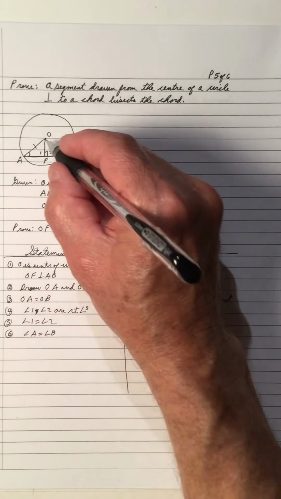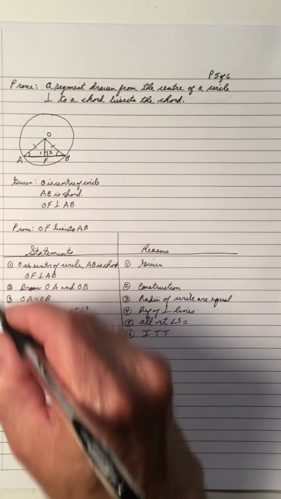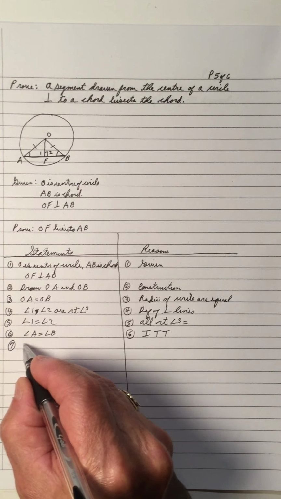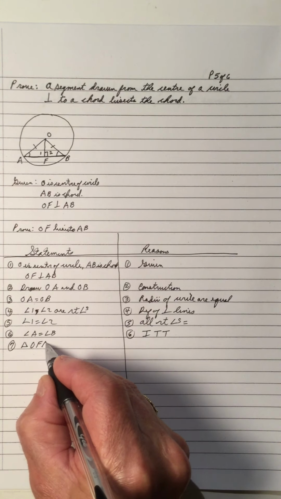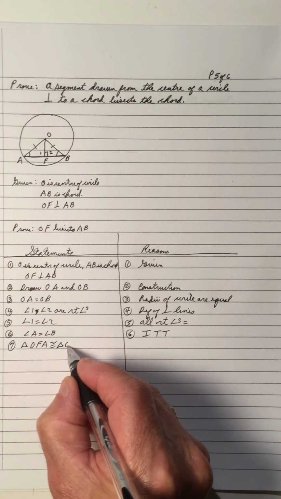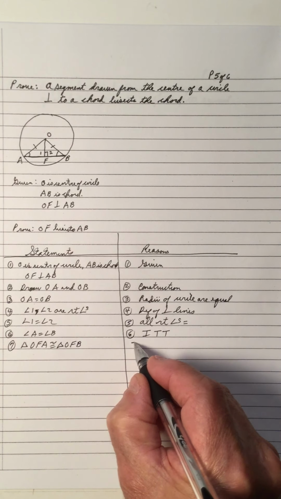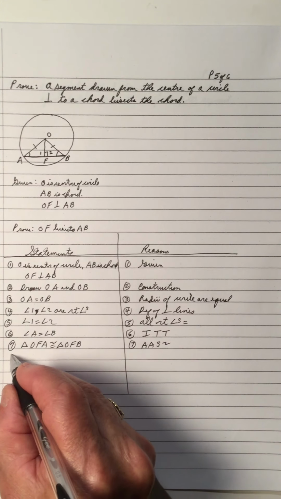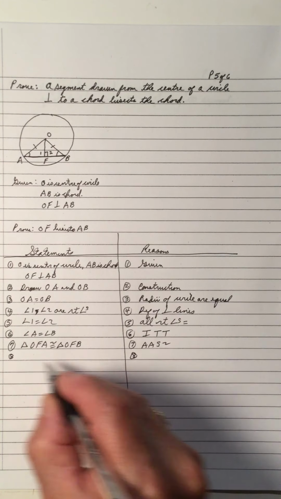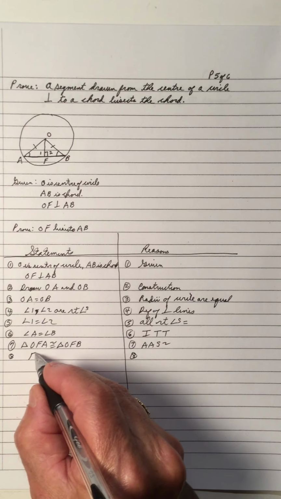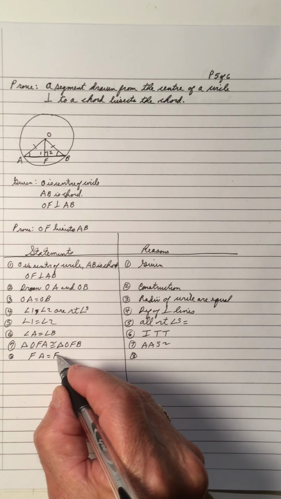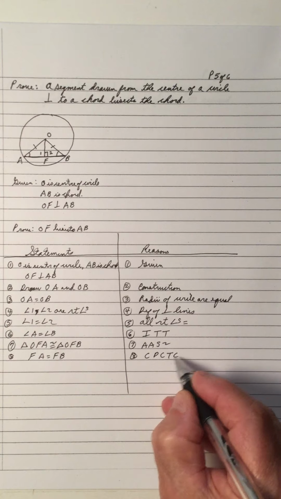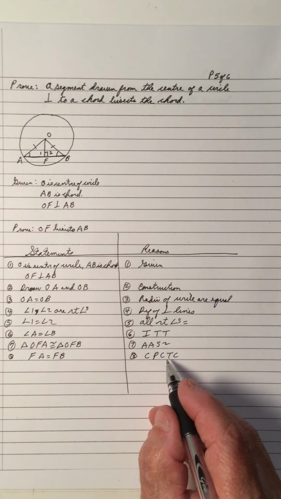As a result, I have 1 equals 2, and A equals B, and these sides are equal because they're radii. So triangle OFA is congruent to triangle OFB by AAS congruency. And as a result, we have that FA equals FB. That's CPCTC: corresponding parts of congruent triangles are congruent.